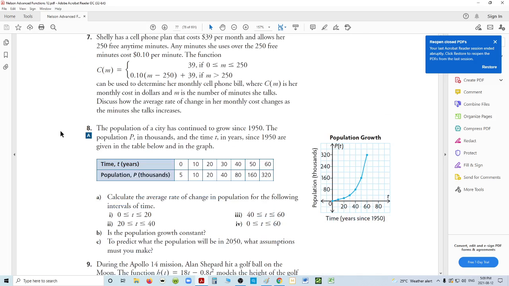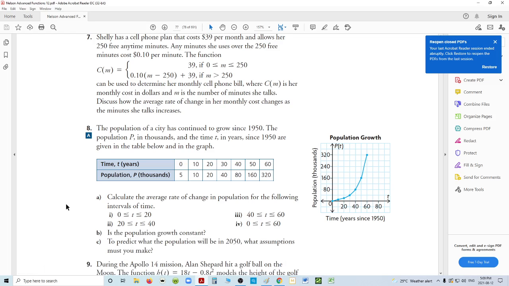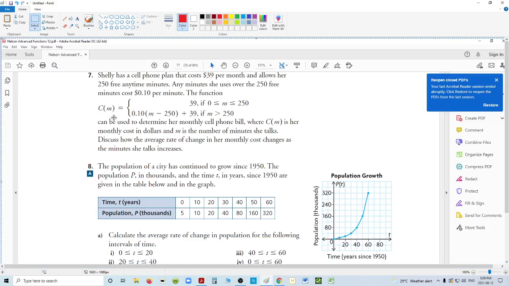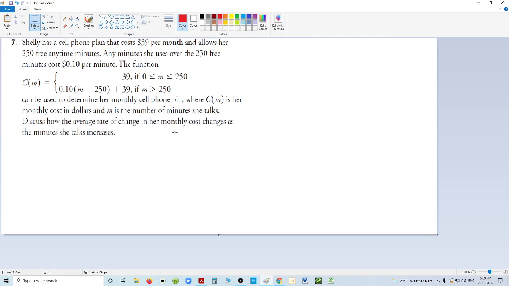Ooh, Shelley's phone plan. So we'll do number 7. Actually, I'm just going to go down a little bit so I can get number 8 in this as well for next time. Okay, here's Shelley's phone plan. Okay, so she has a cell phone that starts at $39 per month, and she gets 250 free minutes. I think we've already discussed this, and any minute she uses over 250 free costs 10 cents.